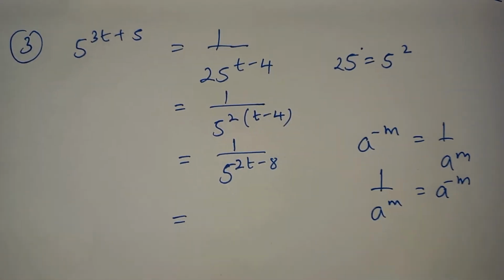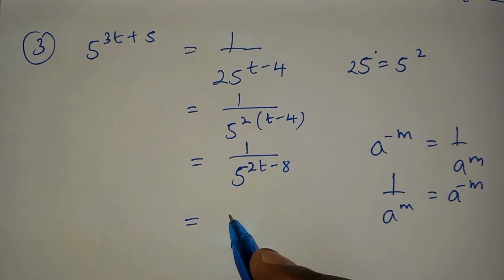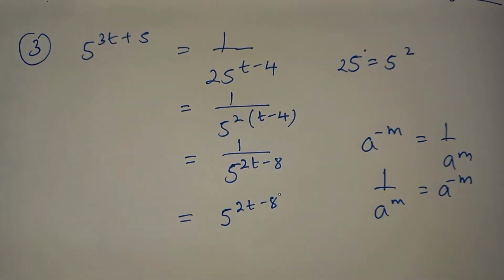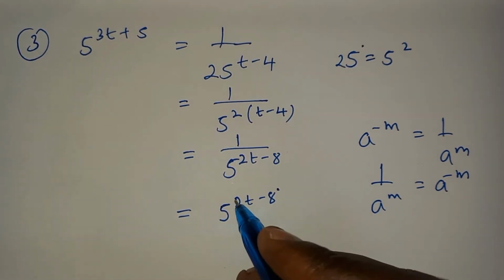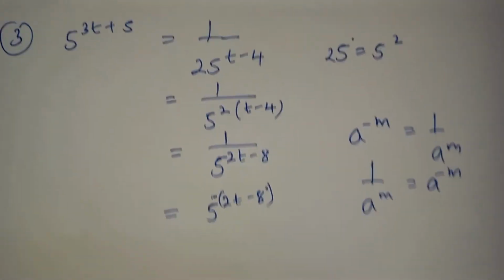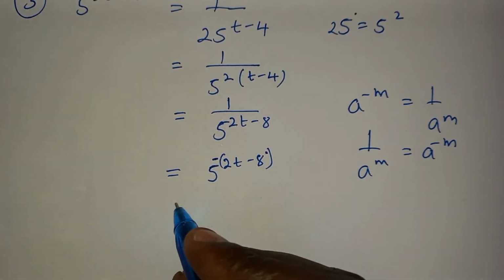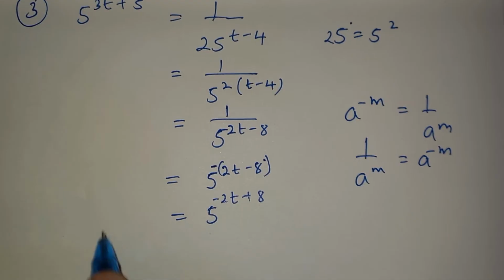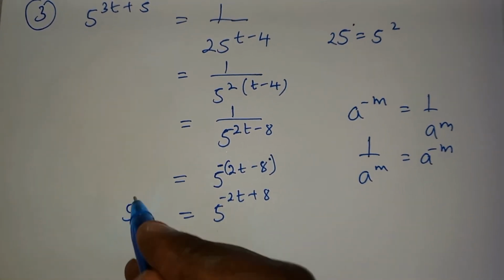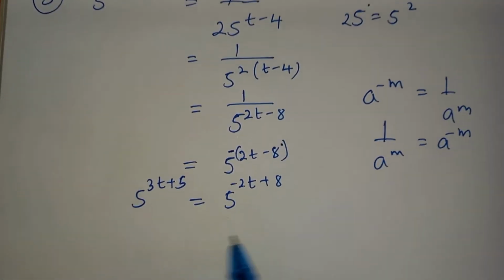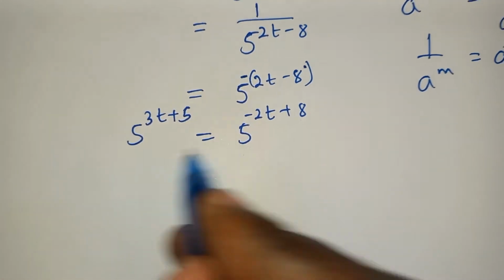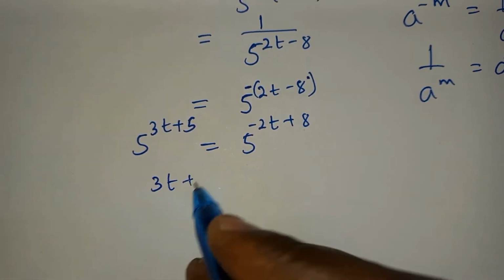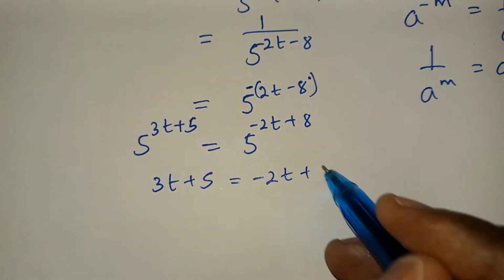So, we could write the right-hand side as 5 raised to power 2t minus 8, but with the index negative. So if you simplify this, then we have 5 raised to power minus 2t plus 8 being equivalent to 5 raised to power 3t plus 5. Now again, as we've done in the previous examples, since the bases are equal, then we expect the powers to be equal. That means 3t plus 5 is equal to minus 2t plus 8.